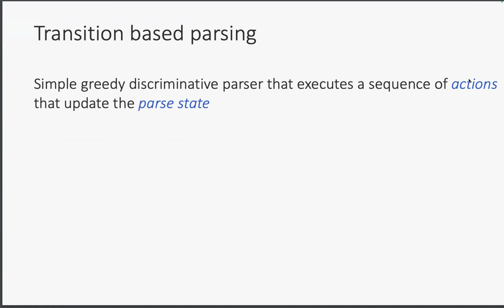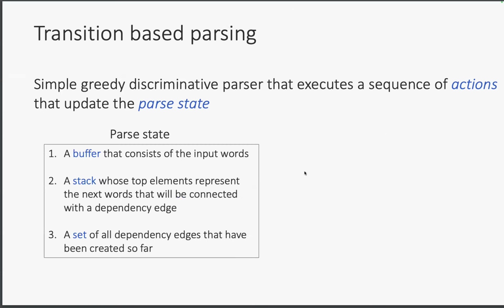Okay, so in transition-based parsing, first of all, transition-based parsing is just one of the possible ways of approaching dependency parsing. So don't think of this as the only way, but this is one way that we are going to learn. And it is a simple, greedy, discriminative parser that executes a sequence of actions that update the parse state. Now, I will define the parse state and a few other things, and then we are going to use all of that through an example. So this is just a few definitions before we do anything else.